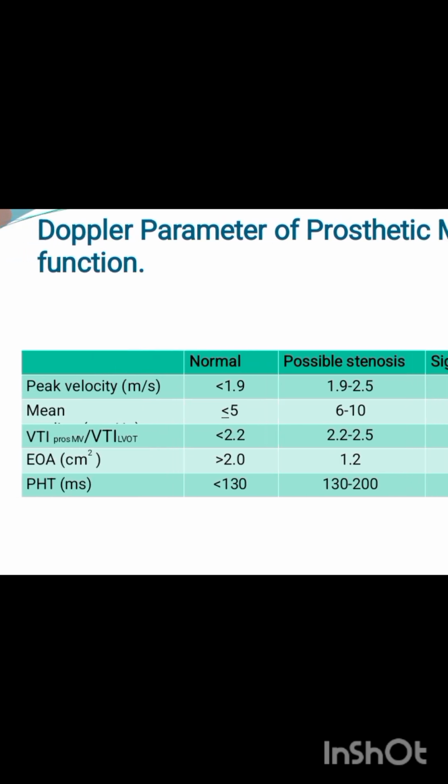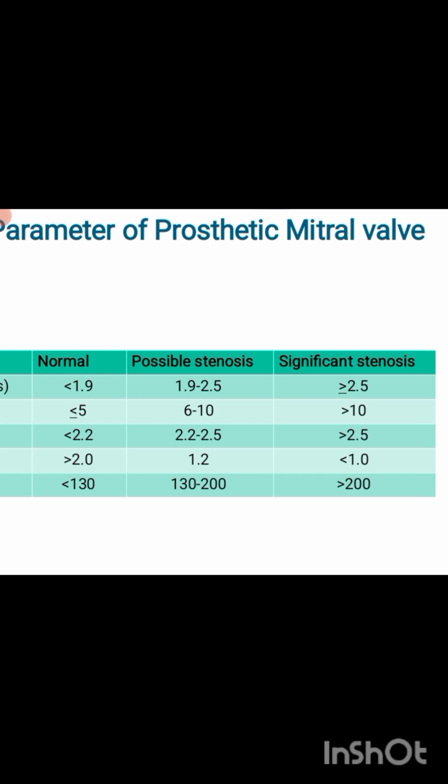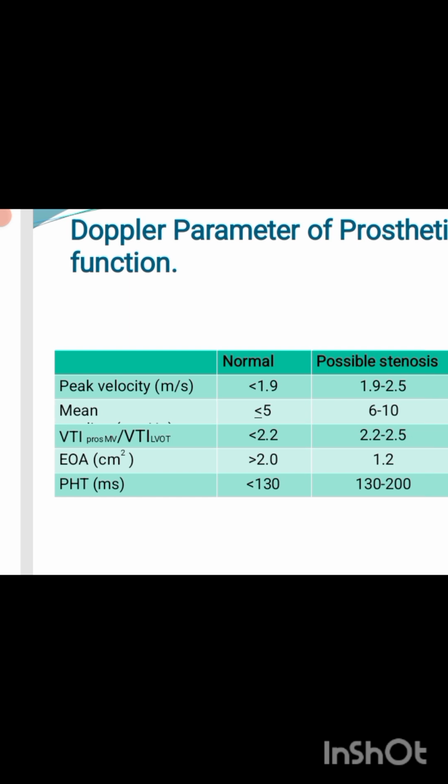We should not only measure the peak velocities, but also see the mean gradient, the DVI, the effective orifice area, and the pressure half time. A mean gradient less than 5 is normal, 6 to 10 millimeters of mercury is possible stenosis, and a mean pressure gradient greater than 10 is significant stenosis.